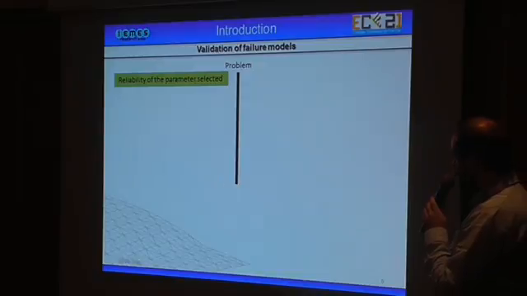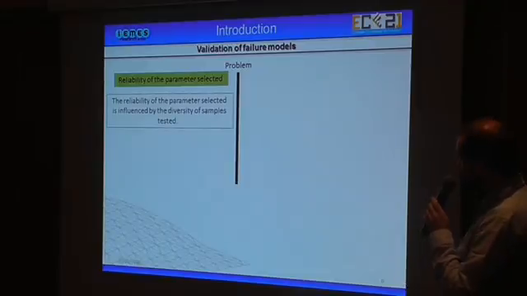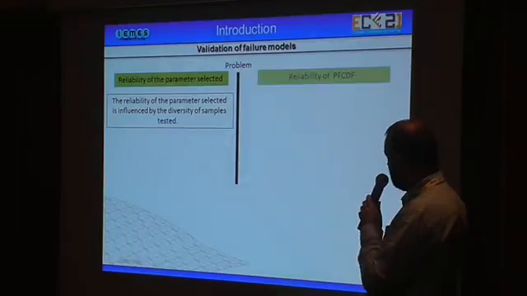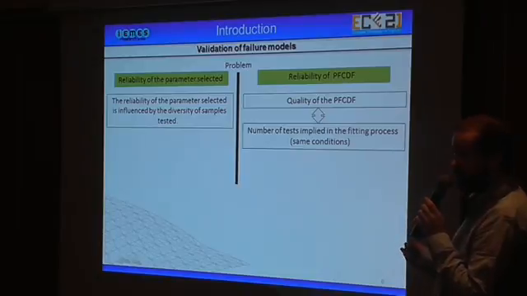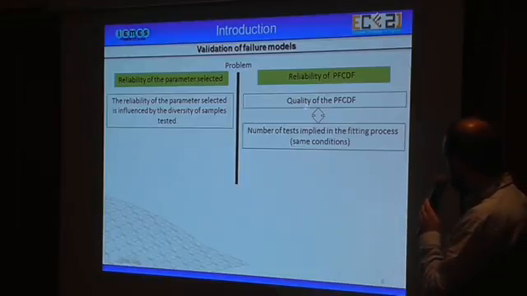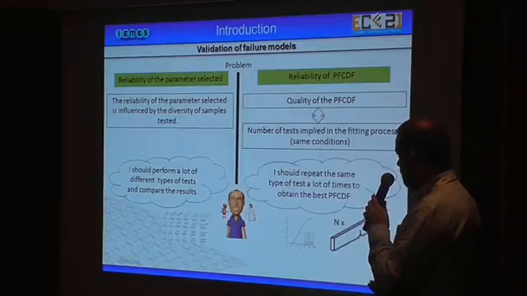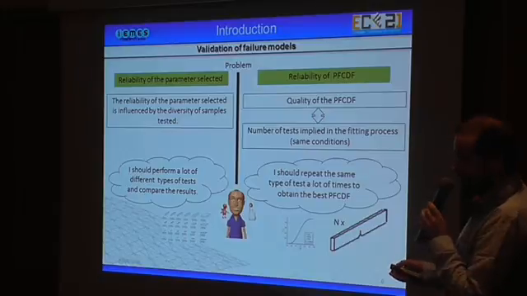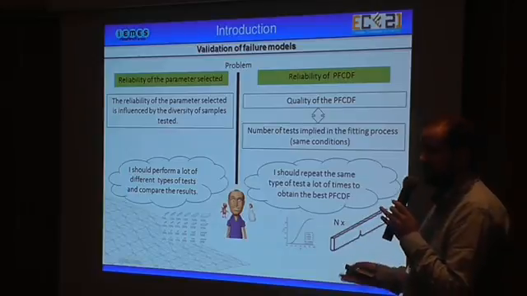So the problem is, if we want to obtain a good reliability of the parameter selected, we must perform a lot of experiments with different sizes and geometries. But if we are thinking in a probabilistic curve, the reliability of this probabilistic curve depends on the number of experiments that we perform with the same condition. So we must choose. We can perform a lot of experiments with different test geometries and compare the results, or we must perform a lot of tests with the same geometries.